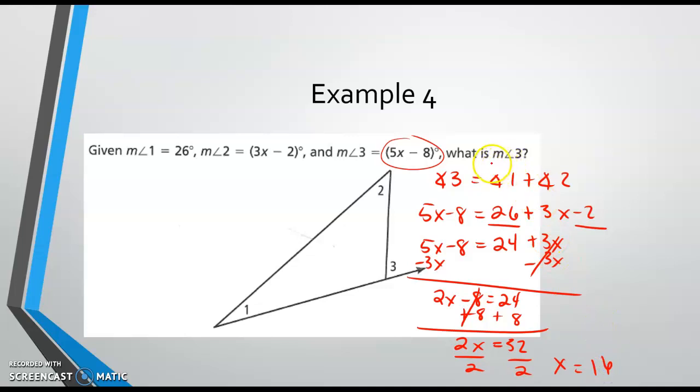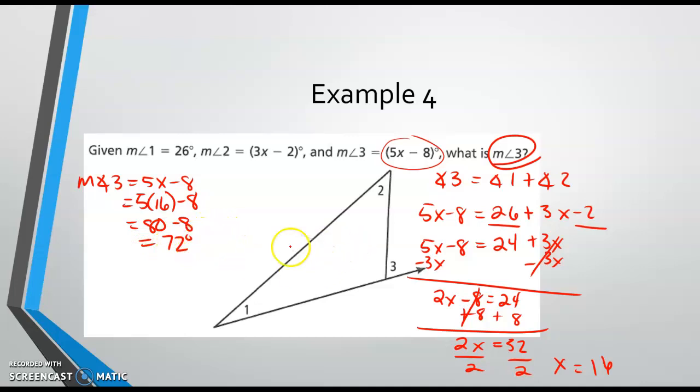Now, it wants to know what is the measure of angle 3. So x is not our goal, but x is how we get to our goal. So now the measure of angle 3 is equal to 5x minus 8. So I'm going to substitute. Measure of angle 3 equals 5 times the 16 we just found minus 8. 5 times 16 is 80 minus 8 is 72. So the measure of angle 3 equals 72 degrees. That is the answer we are looking for.